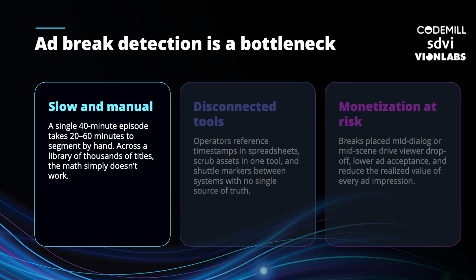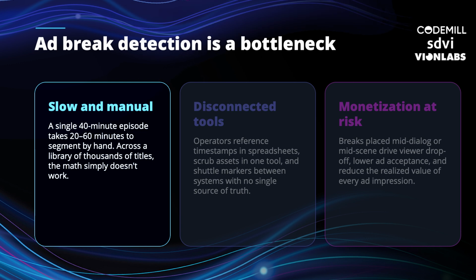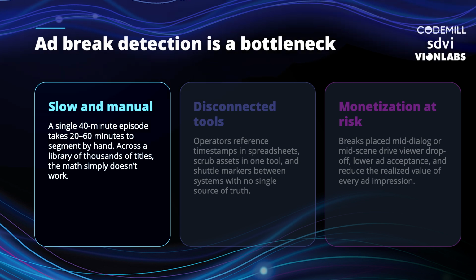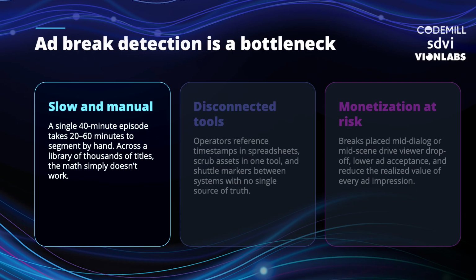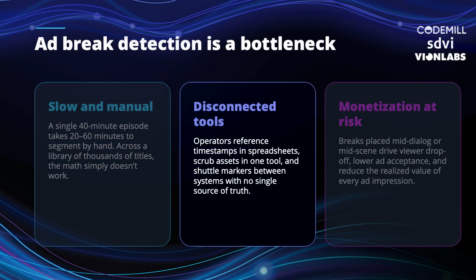Excellent. What a team. Let's get into it. Let me start by setting the stage and talk a little bit about the problem. Ad break detection sounds simple, but it's actually one of the most labor-intensive steps in preparing content for distribution and monetization. Number one, it's slow, it's manual. As I mentioned earlier, it takes anywhere from 20 to 60 minutes per episode for manual segmentation. And the tooling is pretty fragmented. Operators bounce around between spreadsheets, different players, MAM systems, and really no continuity. There's no real single source of truth and really no way to do this at scale.